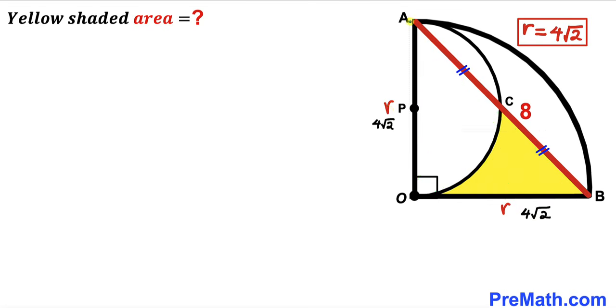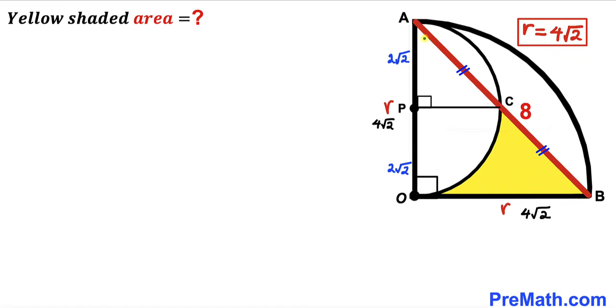And now let's make an observation. We can see that this AO is the diameter of this semicircle, and that diameter is 4 times square root of 2. So therefore its radius, this AP, is going to be half of this diameter. So this is going to be 2 times square root of 2. And likewise this OP is going to be 2 times square root of 2 as well. And here in this next step, I have connected this center P with this point C.